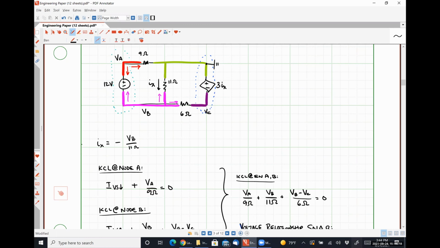So anytime we have a supernode that contains our reference node, we do not have to write a Kirchhoff's current law equation there. We only have a voltage relationship. In this case, that voltage relationship should be negative VC is equal to 3IX, because the positive polarity terminal is at our ground and the negative polarity terminal is at VC, so we have 0 minus VC is equal to what the voltage source tells us its value is, which is 3IX.